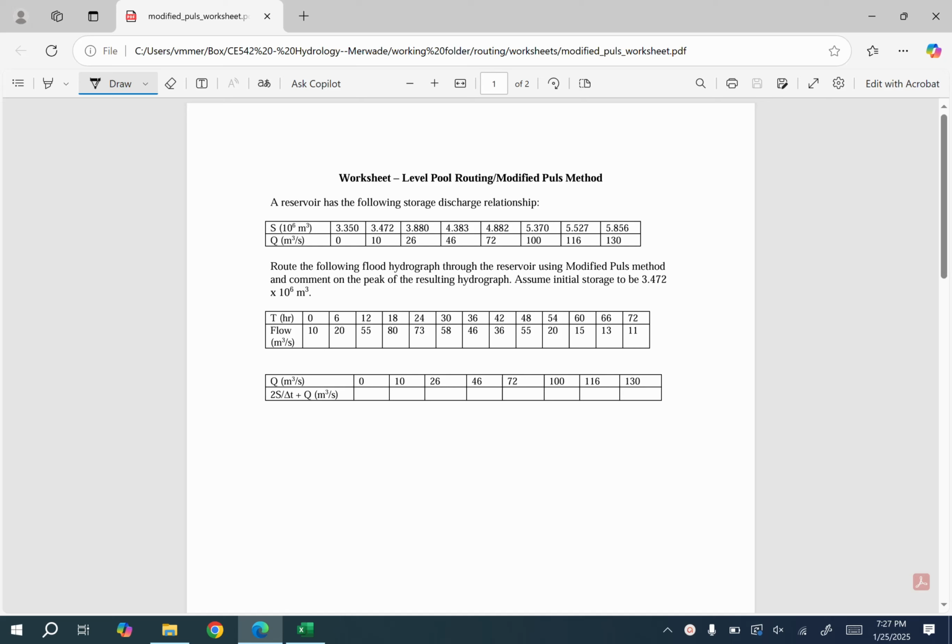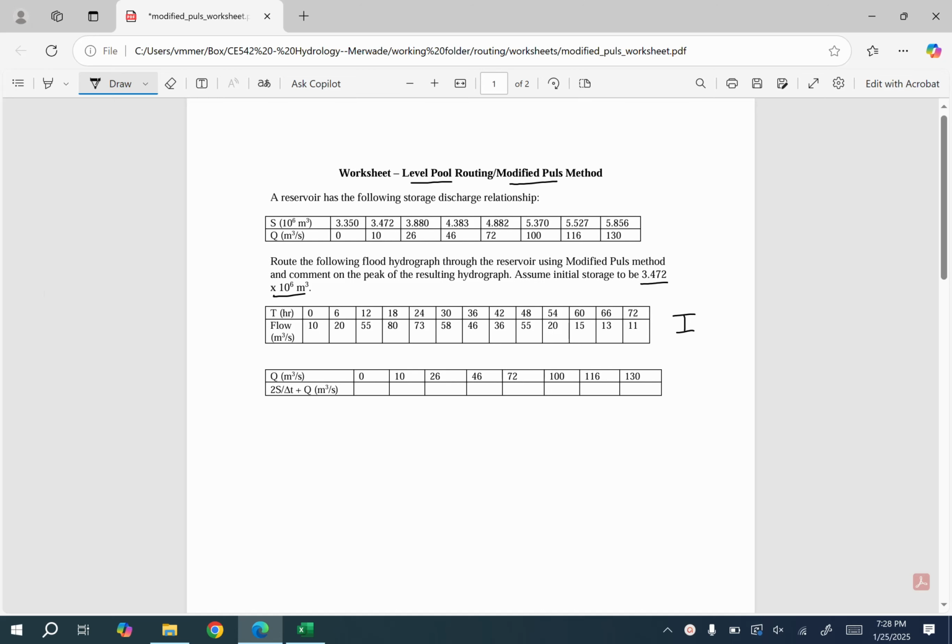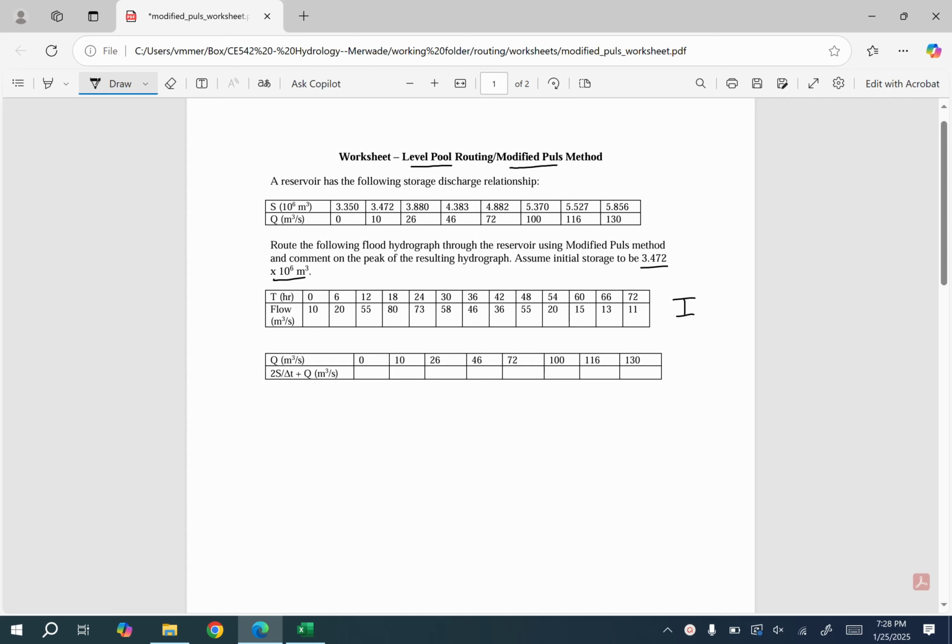Hi, in this video we are going to learn how to route an inflow hydrograph through a reservoir using the level pool method, or modified Puls method. As usual, we are given the inflow hydrograph, so these are our I values. We are given the initial condition, which is the initial storage.